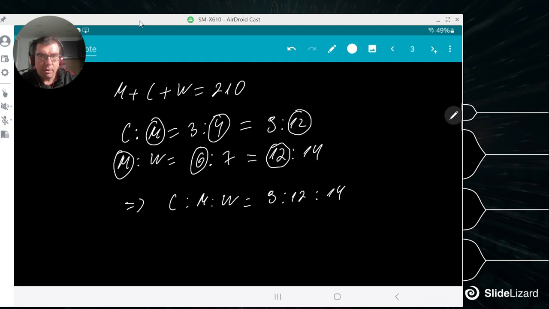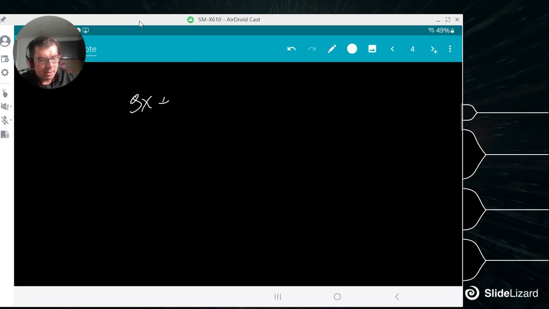Okay? And now I can use the same technique as before. Children will be 9x. Men will be 12x. Women will be 14x. I substitute those values in the sum. I'll get 9x plus 12x plus 14x equals 210. I add up the numbers.